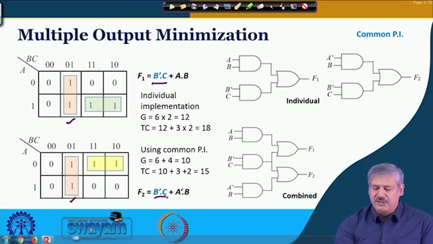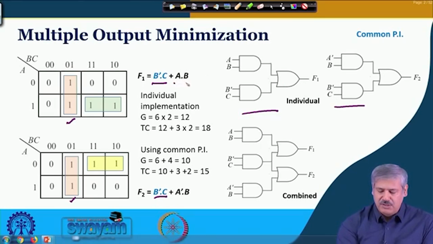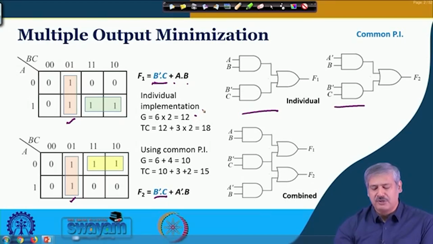If you go for individual realization, this is what you will be doing. B'C is realized over here, and again B'C is realized over there, and this is the corresponding circuit, which will require 6 gates, 1, 2, 3, 4, 5, 6 gates. The gate input cost for each one of them is 1, 2, 3, 4, 5, 6. Here also you can count 1, 2, 3, 4 literals and 2 terms, 6. So, 6 into 2, 12 is the gate input cost, and if you look at the total cost, including the number of gates being used, it is 18.